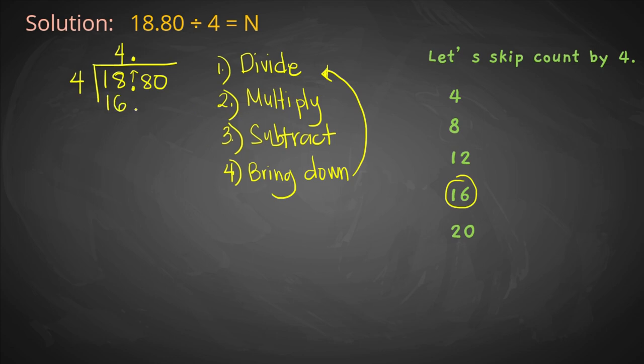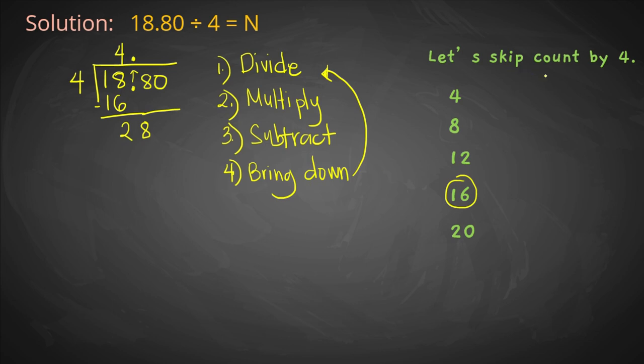Nasa second step tayo. And then, third step, subtract. 18 minus 16. 18 minus 16 is 2. Very good. Next, after subtract, bring down. Ang i-bring down natin yung susunod na digit. Remember, ang pag-bring down, pa-isa-isang digit lang. Hindi pwedeng mag-bring down ng dalawang digit. So, we brought down 8. So, we have 28. 28 divided by 4.